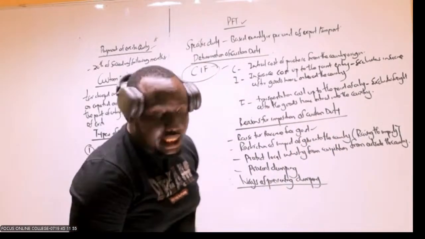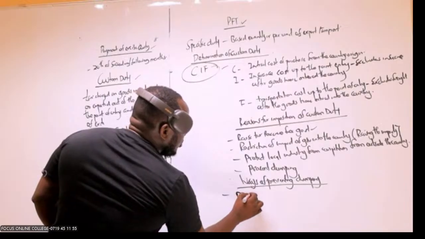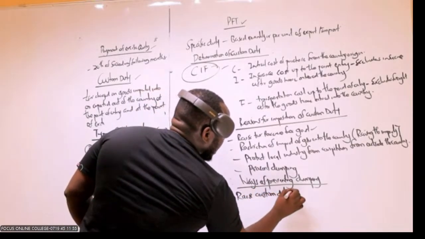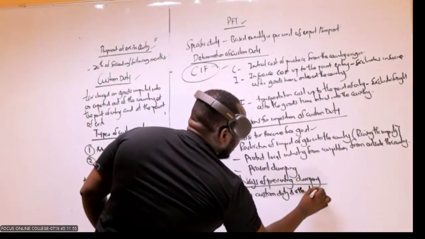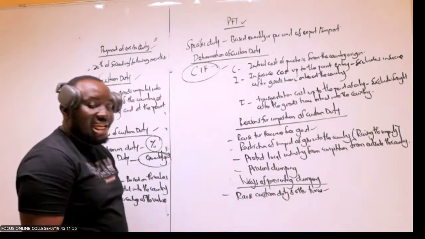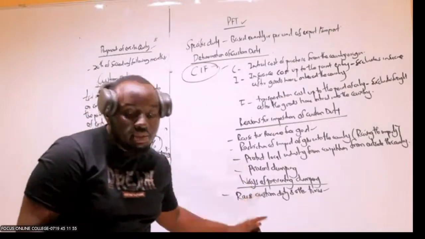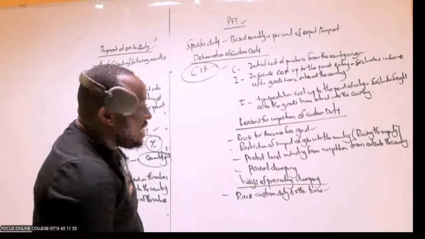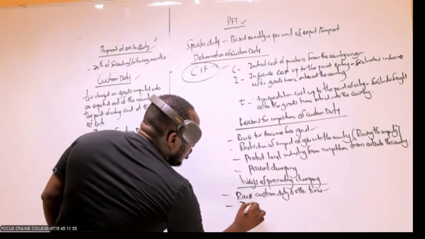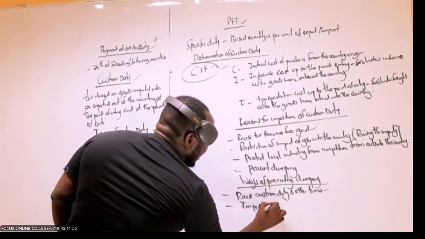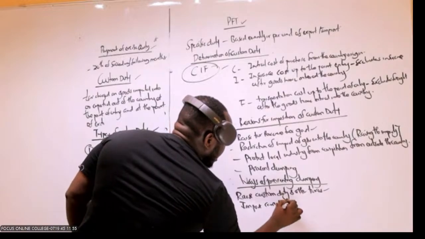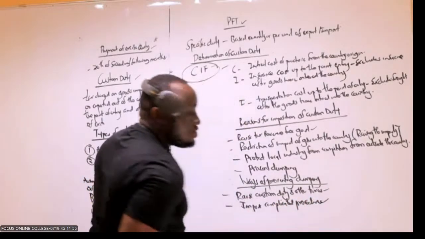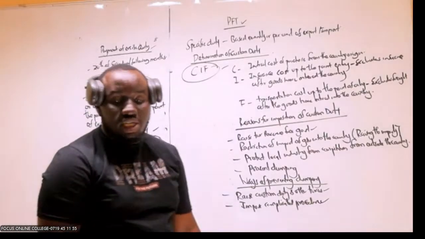Number one is to raise custom duty and other taxes. It becomes very difficult and very expensive to import. Then you impose complicated procedures. Make it very hard to get those goods in.